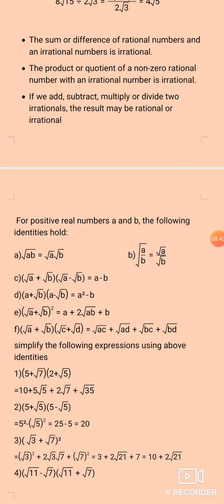Now third one, root 3 plus root 7 the whole square. We can apply which one? A plus b the whole square. So a square, root 3 square, plus 2ab, 2 into root 3 into root 7, plus root 7 the whole square. Root 3 square what? 3, plus 2 root 21, plus root 7 square, 7. Now add 7 plus 3 is what? 10 plus 2 root 21.